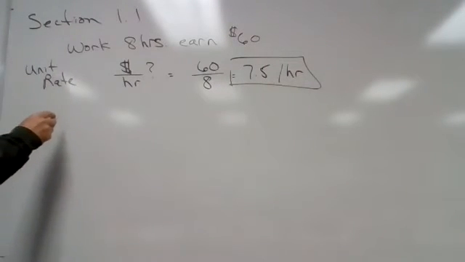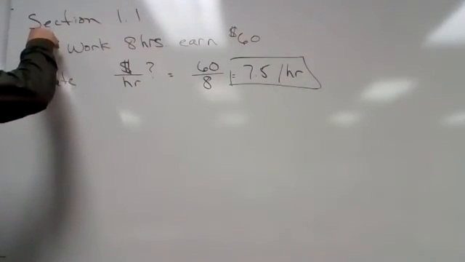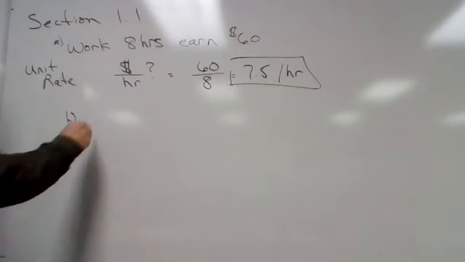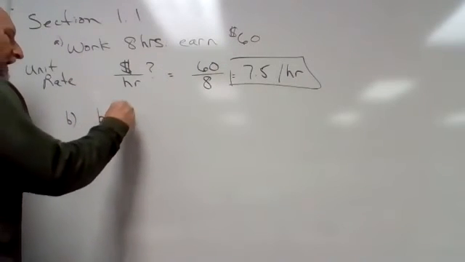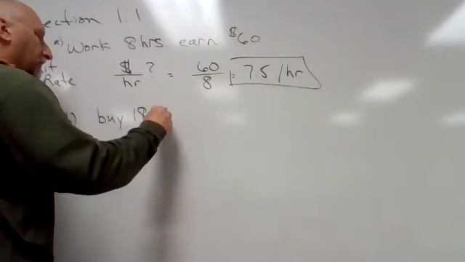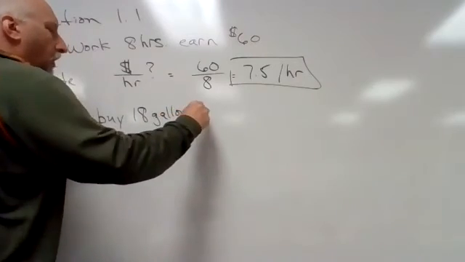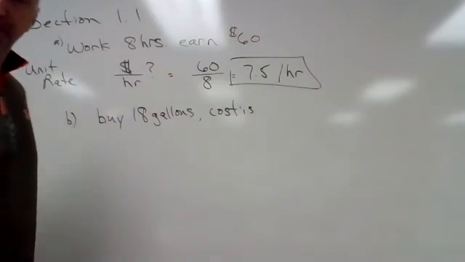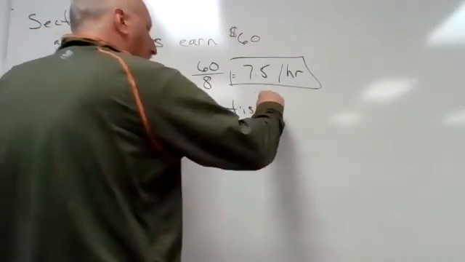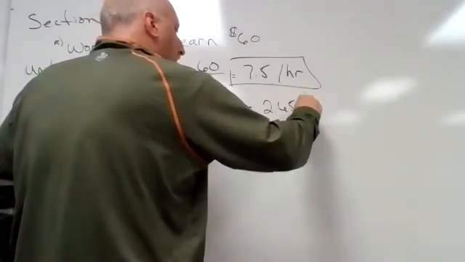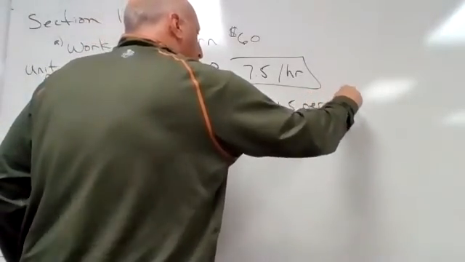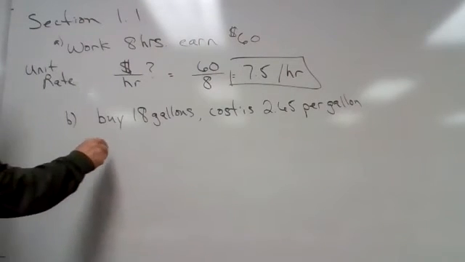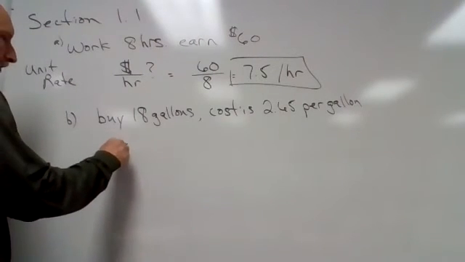Another type of problem might go like this. That's example A, here's example B. Suppose you buy 18 gallons of gas and the cost is $2.65 a gallon. How would I find out how much money I spent? How much was the total cost?